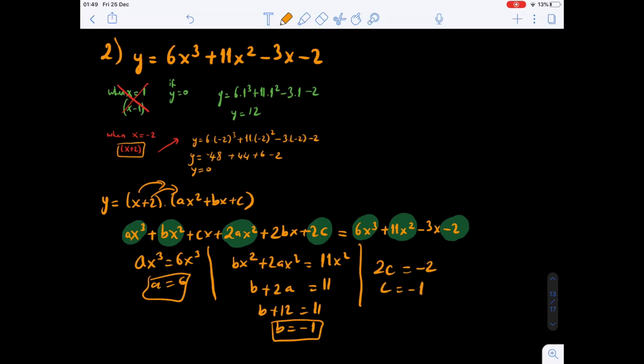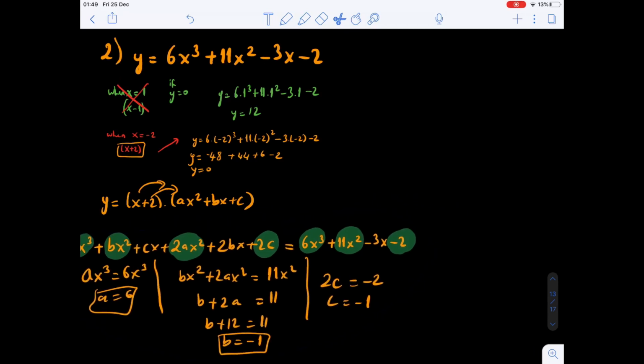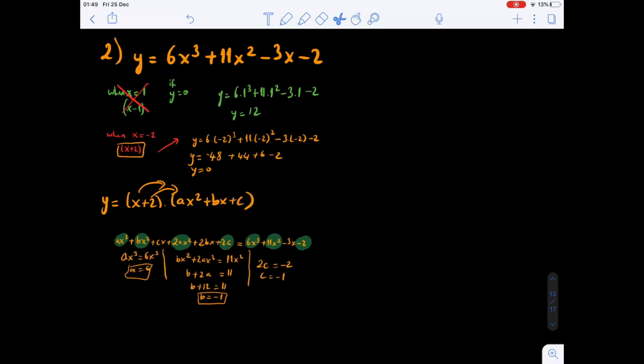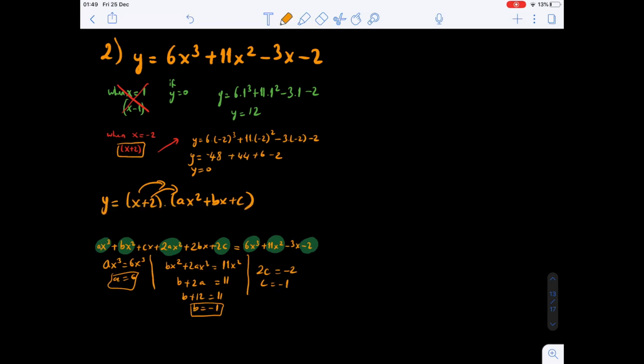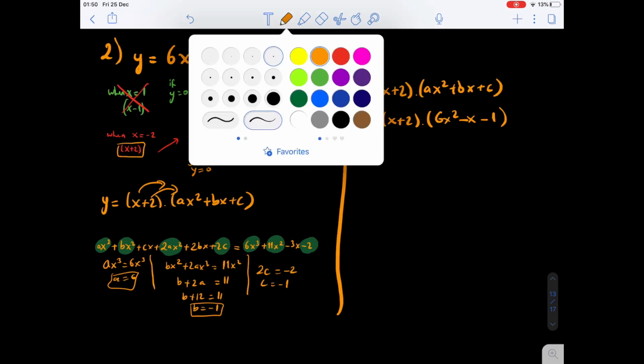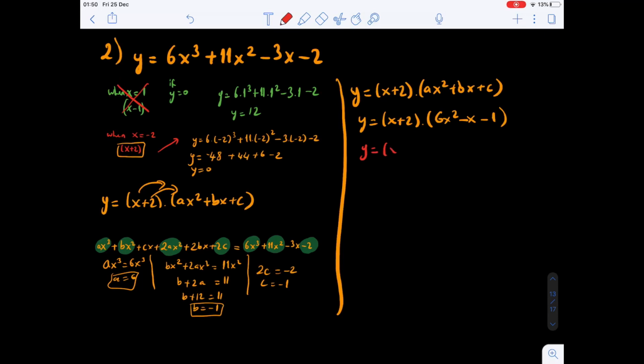So right now, I'm going to plug in those values. Before doing that, let me make those smaller, as I did before. So I found a, b, c. Right now, I'm going to plug in. We have y equals x plus 2 times ax squared plus bx plus c here. I'm going to plug in, let's see, x plus 2 times 6x squared, not plus, minus x minus 1.